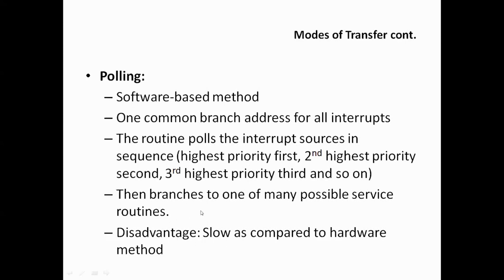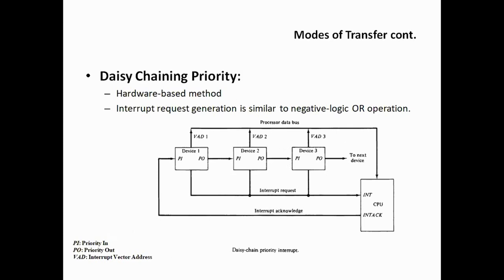So another way to solve this simultaneous interrupt problem is a hardware method. The hardware method for doing this priority interrupt thing is called daisy chaining. This is a very simple method where you just put the wires in a particular way between the CPU and the IO device, and it will automatically become a priority interrupt system.